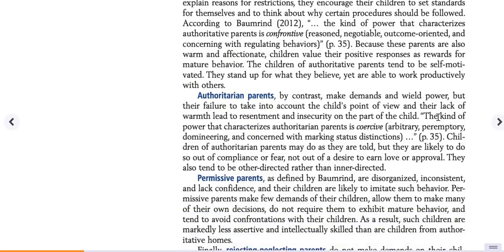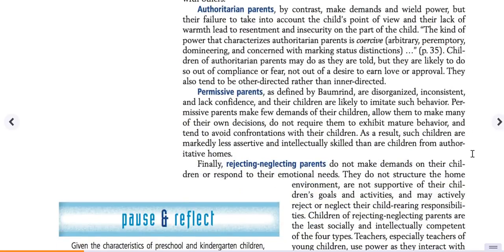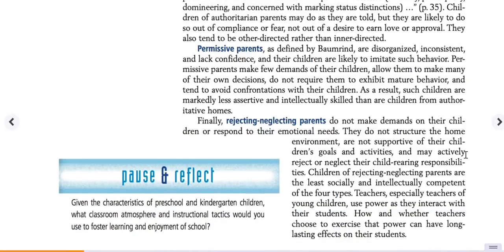Permissive parents, as defined by Baumrind, are disorganized, inconsistent, and lack confidence, and their children are likely to imitate such behavior. Permissive parents make few demands of their children, allow them to make many of their own decisions, do not require them to exhibit mature behavior, and tend to avoid confrontations with their children. As a result, such children are markedly less assertive and intellectually skilled than are children from authoritative homes.